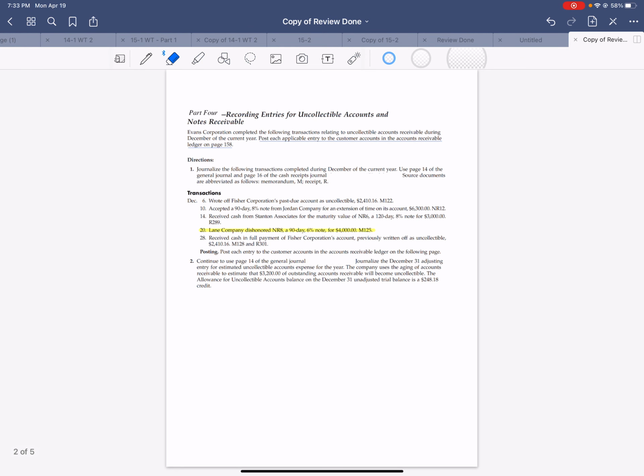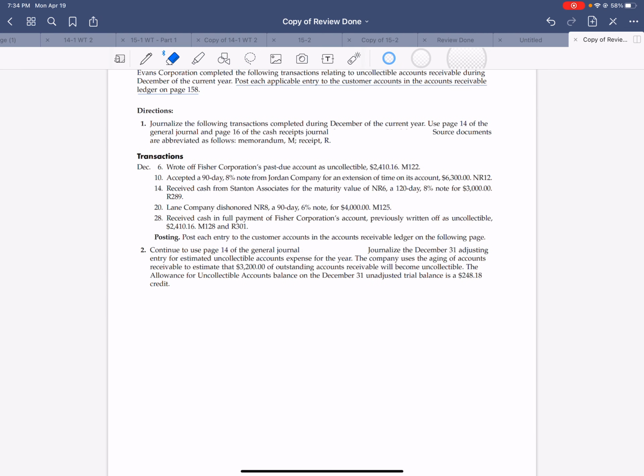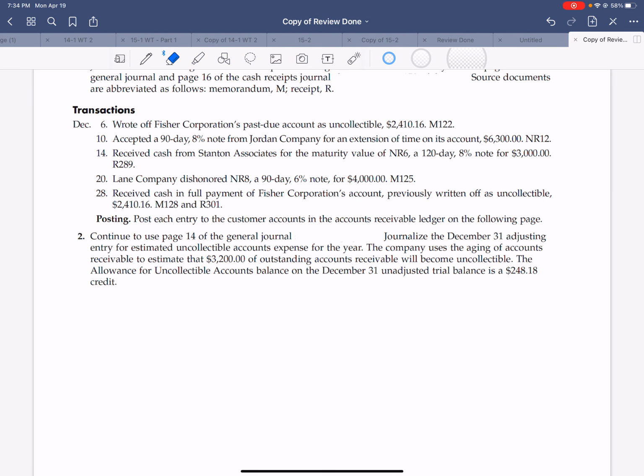Okay, our next transaction. We received cash in full payment of Fisher Corporation's account previously written off as uncollectible. Remember, when we have this, we have two different transactions that we have to deal with. First of all, we have to reopen the account, and second, we'll accept the payment. So go through and record those two transactions and then check my answers.